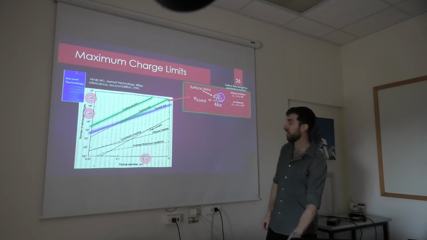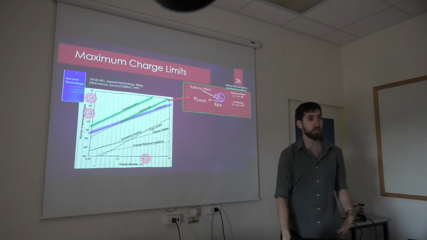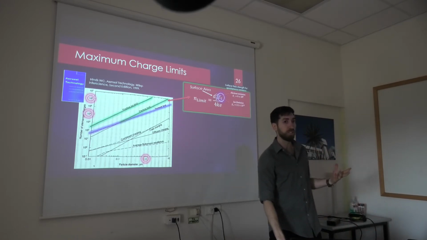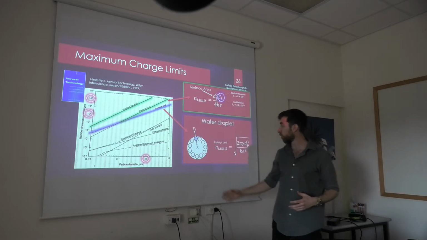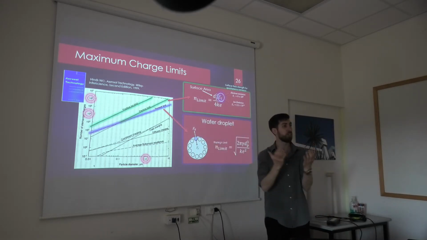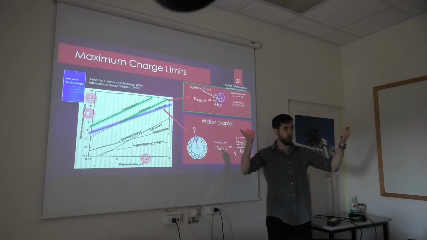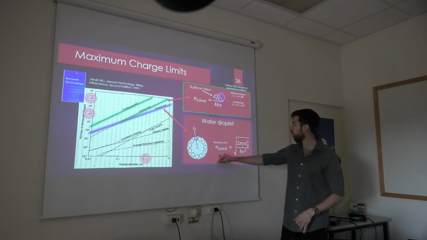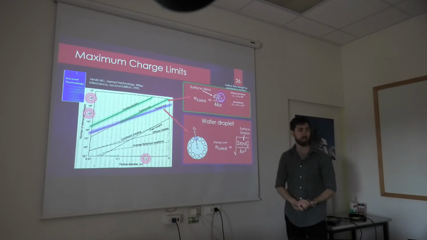Another limit is called the Rayleigh limit. A lot of aerosols are made of some liquid, in most cases mostly water, and water has some surface tension. The electric repulsion can actually try to break the water droplet into smaller water droplets. So you have this kind of limitation, and you have the surface tension over here.